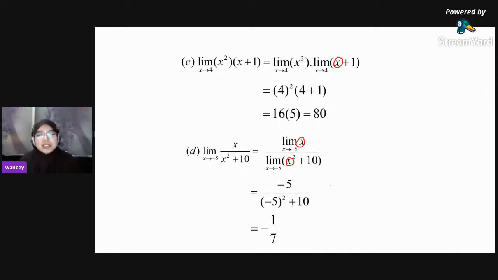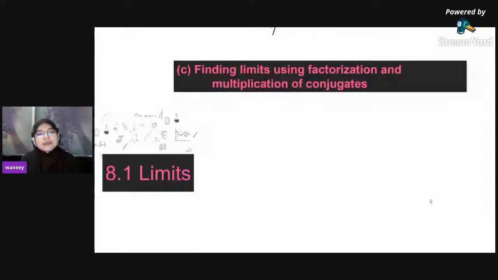Why -1 over 7? This is actually -5, and then we got 25 plus 10. So this is actually -5 over 35. So that is how we get -1 over 7. So do make sure to leave your answer in the simplest form. The simplest form. Okay, next.